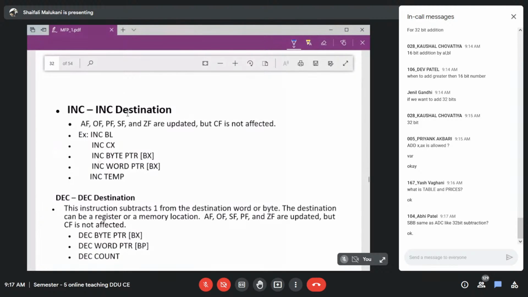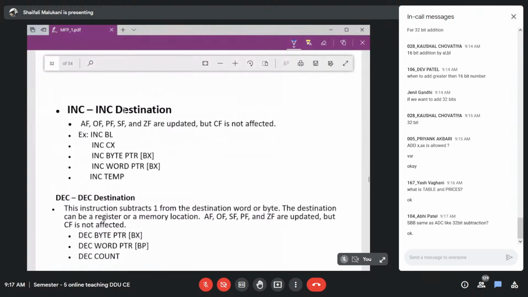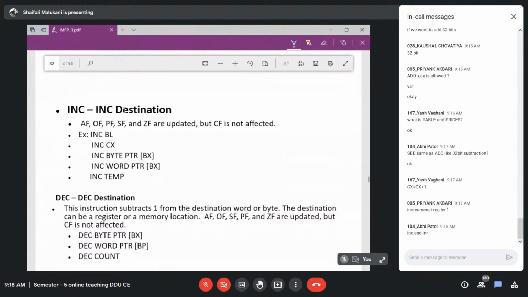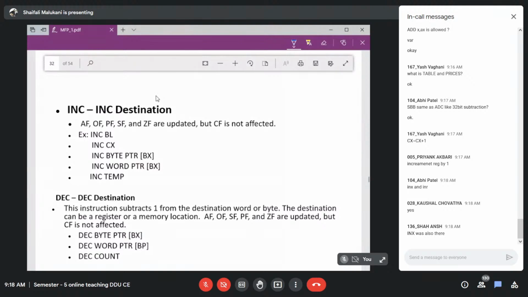Next is the increment instruction. What is the increment instruction? What does it do? What was that in 8085? It was not INC, what was it? INR, if I'm not wrong. Yes, increment register by 1. And there was also INX, true. So here it is INC, increment destination.